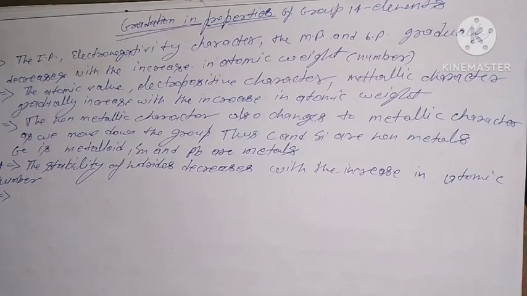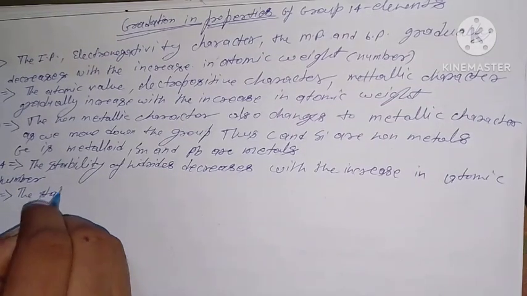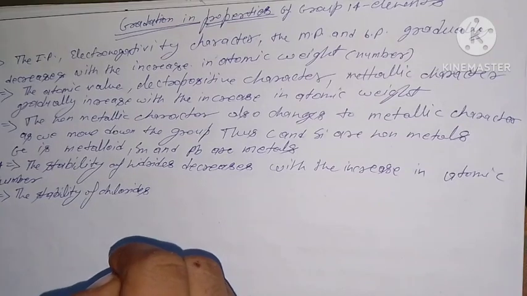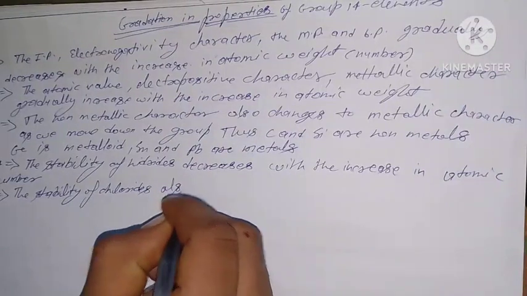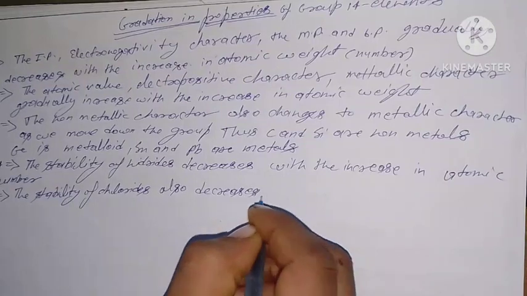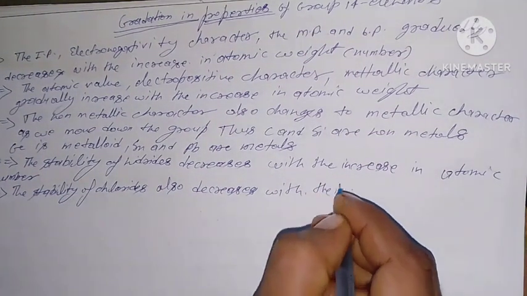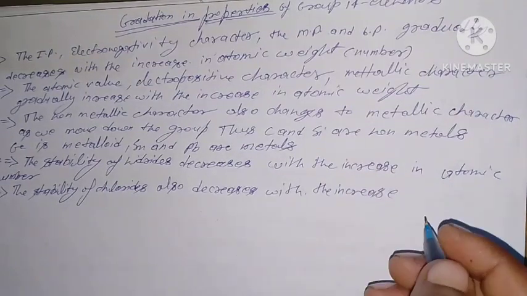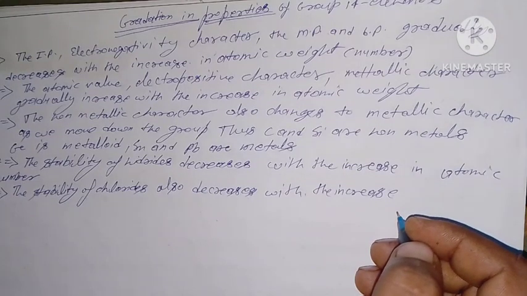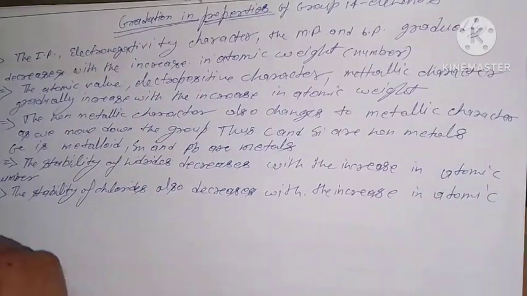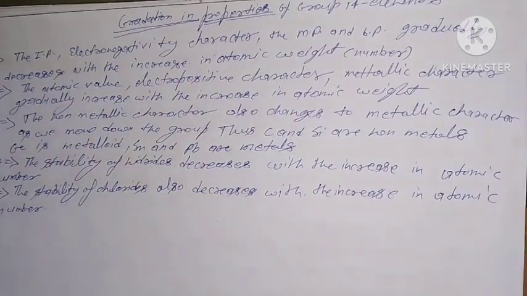Fifth point: the stability of chlorides also decreases with the increase in atomic number.